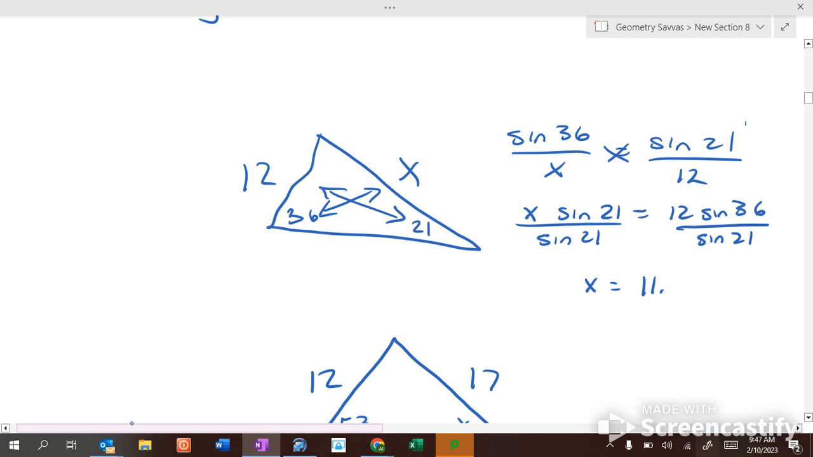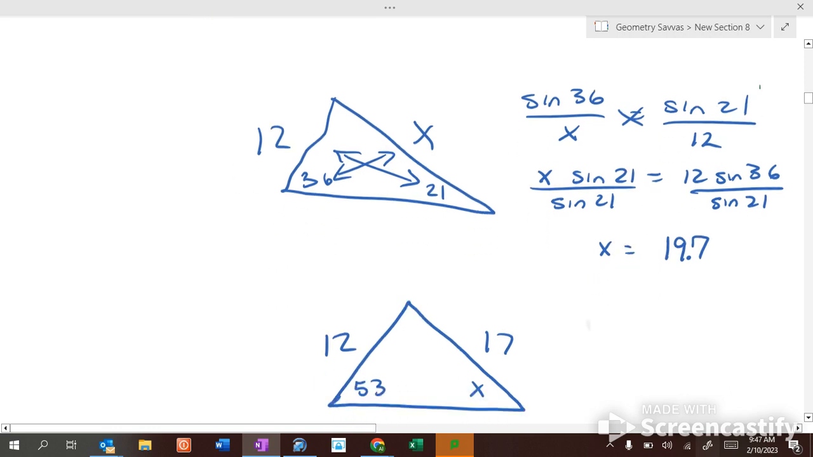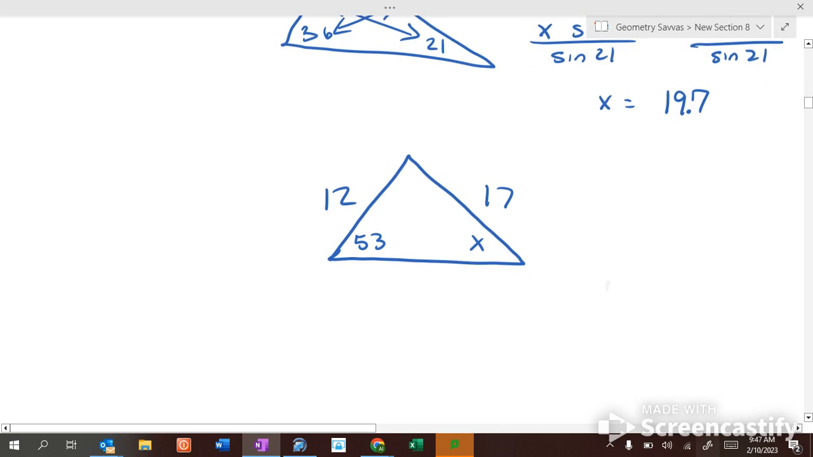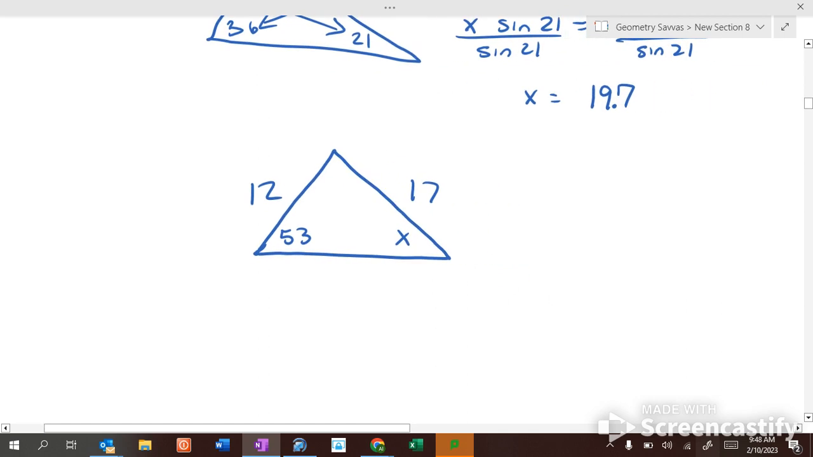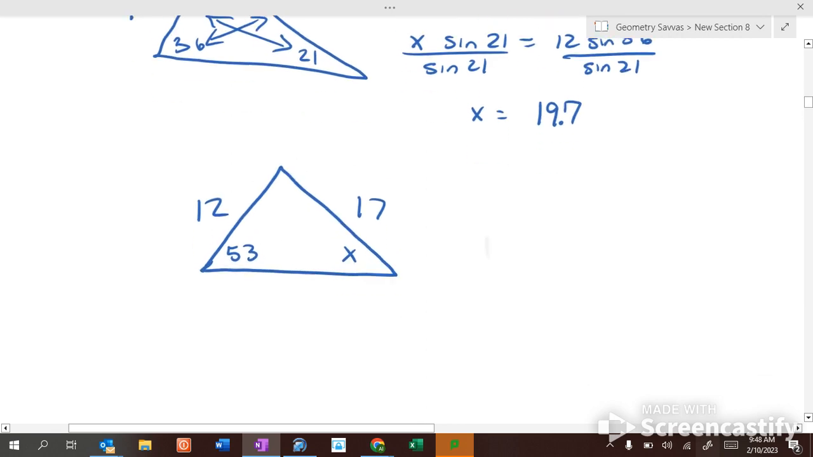No, that is not the answer. 12 sine of 36 divided by the sine of 21. Thank you, Lindsay. 19.7. What you got? Is that what you got? Okay. That's finding a side using law of sines.